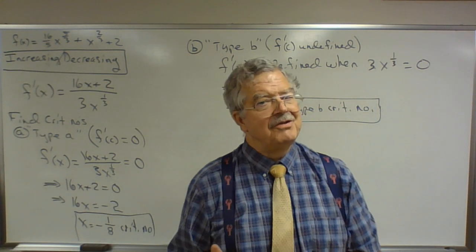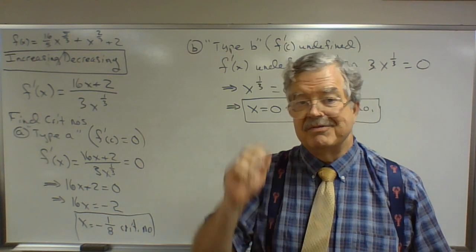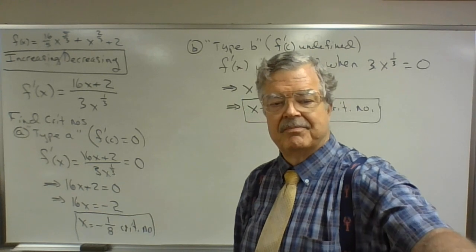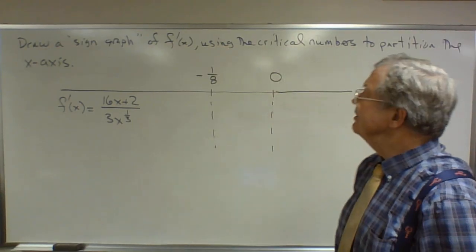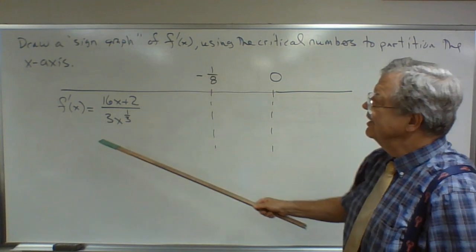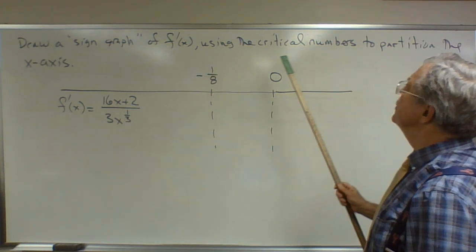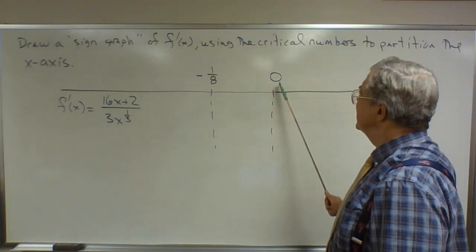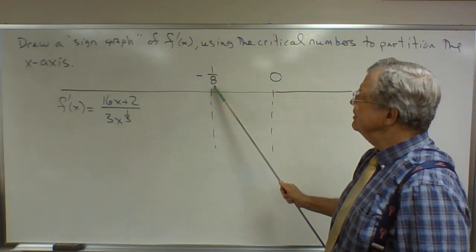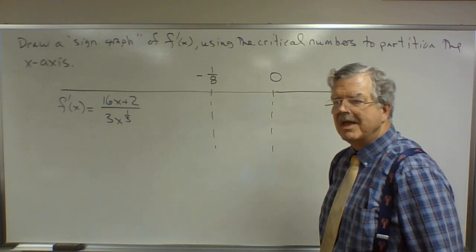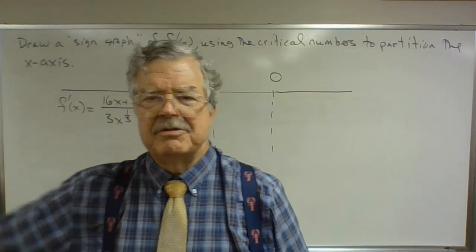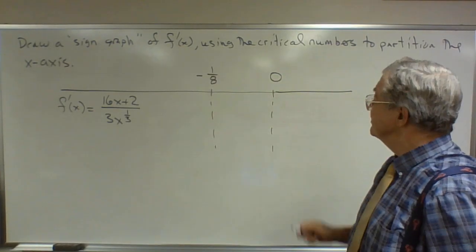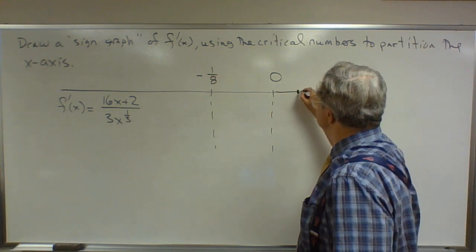Now we have to draw a sign graph of the derivative and find out where the derivative's positive and negative. Sign graph of f prime. Here's f prime. We use the critical numbers to partition the x-axis. X equals 0, critical number. X equals -8, critical number. And I can do this algebraically, or I can take sample points from each interval and plug them in. I guess sample points are okay.